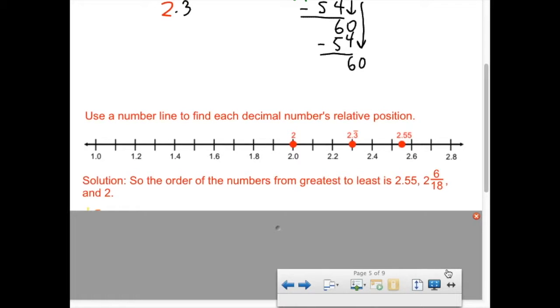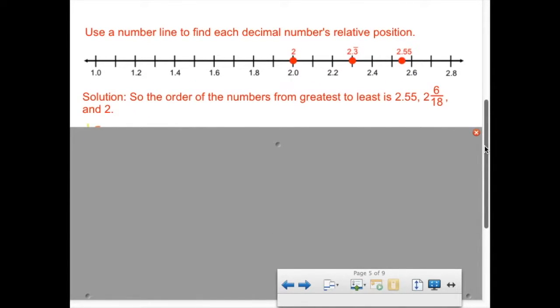I've seen so many students get all of this work correct, and then they answer the wrong question because they thought it said least to greatest, or they thought it said greatest to least. Read the question. Read the full question. Did you think I was going to say something else? No, I wasn't. Good, because I know you guys would definitely tell on me.